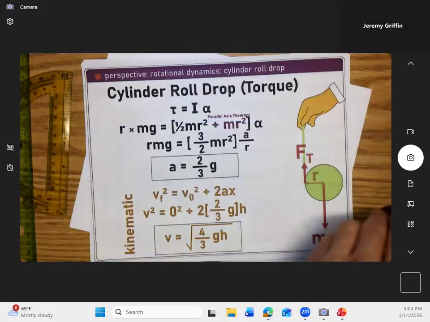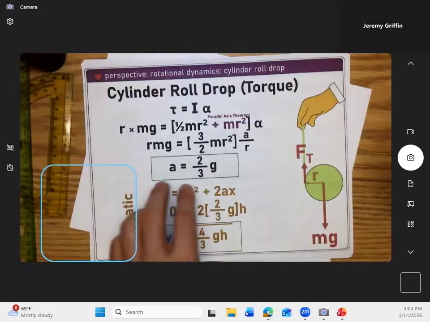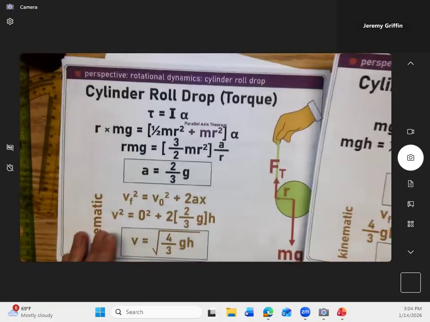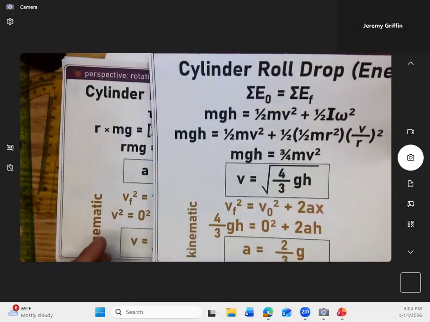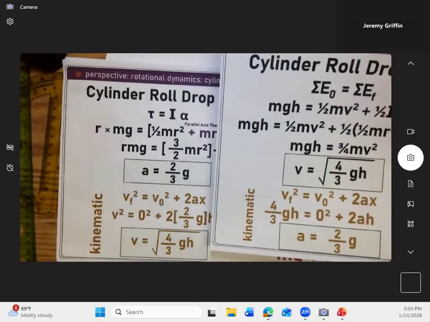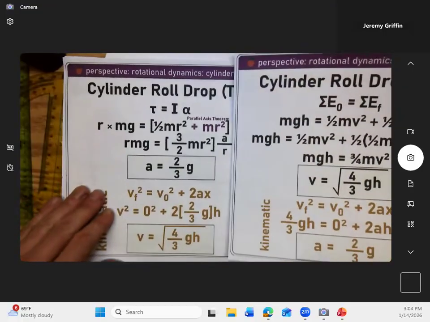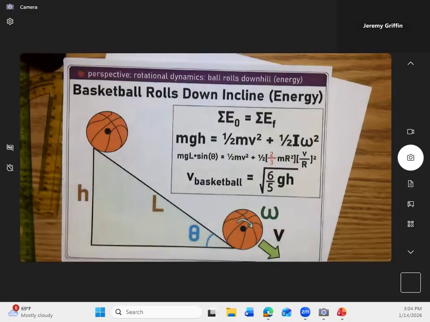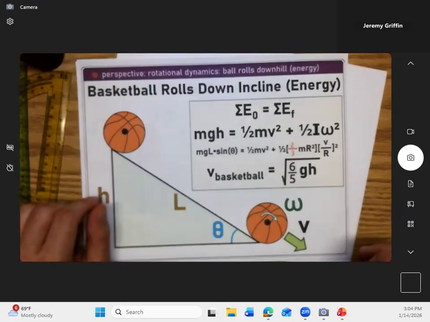Big picture too, do you guys see that with this particular method, you can actually solve for the acceleration first, and then you go kinematic and solve for the crash speed. Versus the energy method, you would be solving for the speed first, and then you could solve for acceleration from kinematics. So there are different paths to the forest, but they all lead to the same answer.